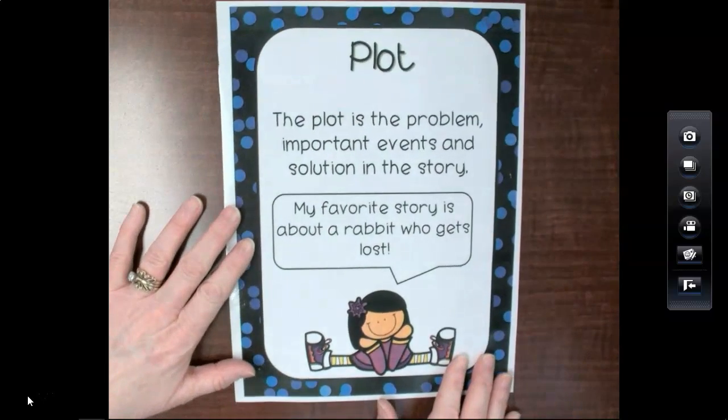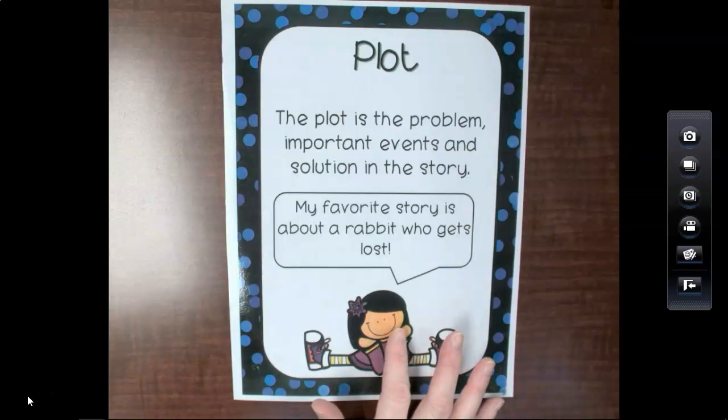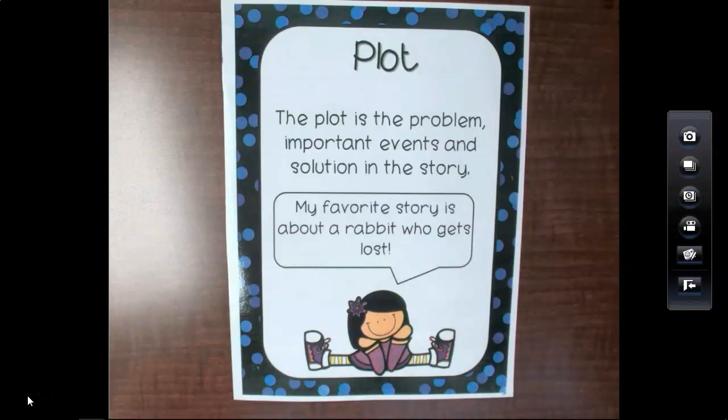And then the other literary element or story element we're going to talk about today is called the plot. The plot is the problem. Okay? There's a problem, there's important events, and then there's a solution in the story. So this little girl saying, my favorite story is about a rabbit who gets lost. Okay? The plot is what happens in the story. All the important things that happen. And you can figure that out by thinking what happens at the beginning, what goes on in the middle, and then what goes on in the end. And then you cover the plot of the story.